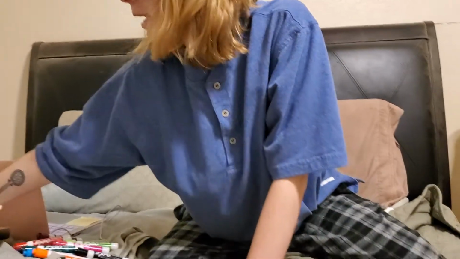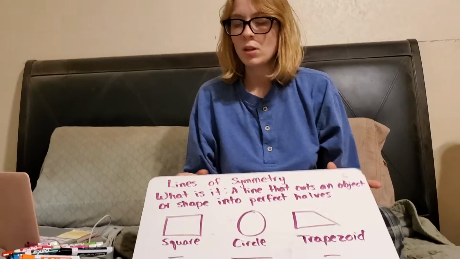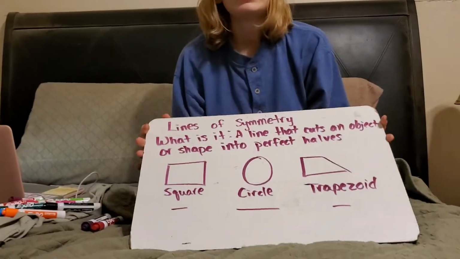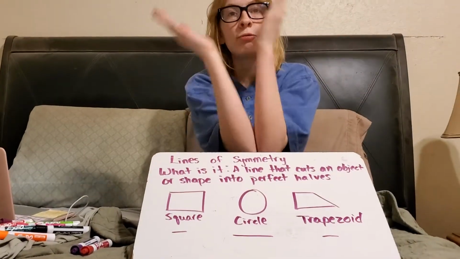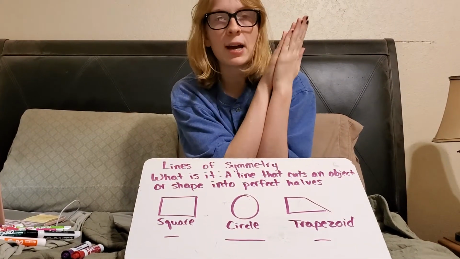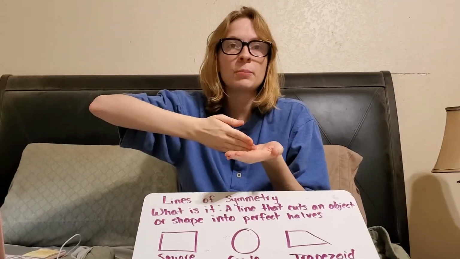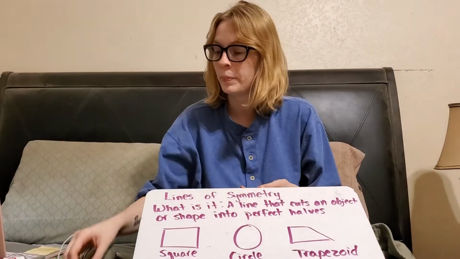Last, we're going to talk about lines of symmetry. So lines of symmetry is when you can take a shape or an object and you can fold it in half and it's a perfect half, right? It's like cutting an object or a shape perfectly in half.